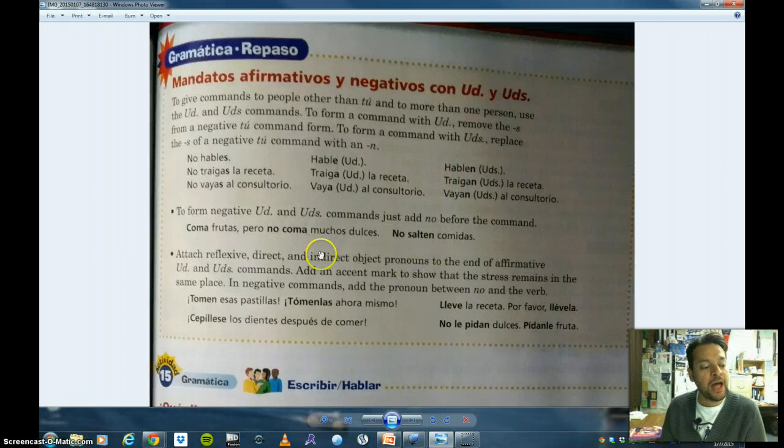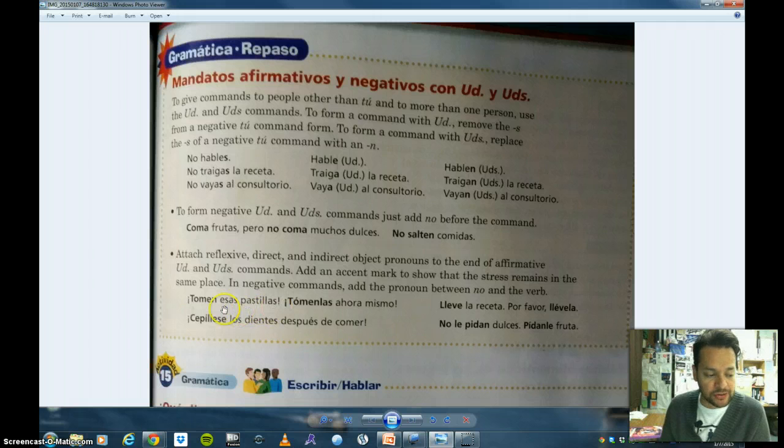All right? Attach reflexive, direct, and indirect object pronouns to the end of affirmative usted and ustedes commands. So just like affirmative tú commands, the very first lesson that we had in this half chapter, chapter 3a, remember how I told you that pronouns, whether they're reflexive or direct or indirect, DOPs or IOPs, they attach at the end of your command word like Lego blocks. It's the same thing when you're telling usted and ustedes. Take a look at these examples.